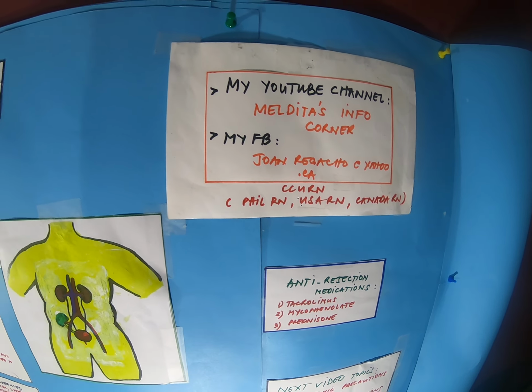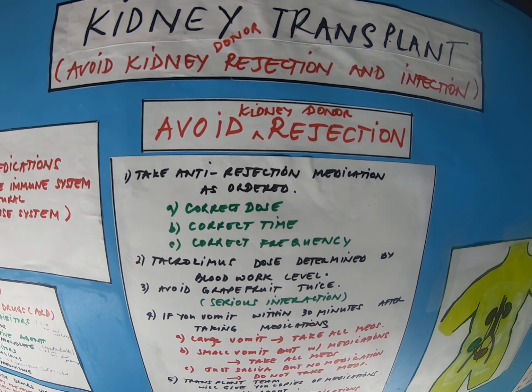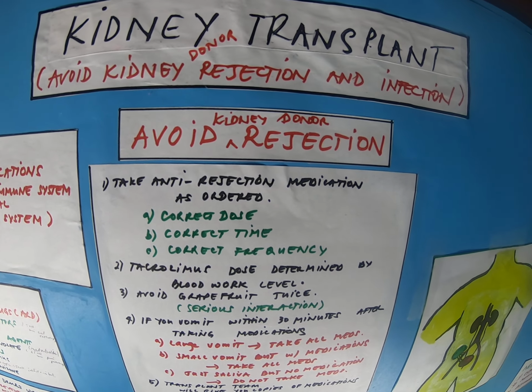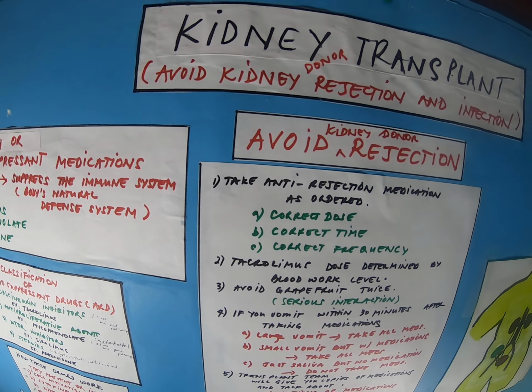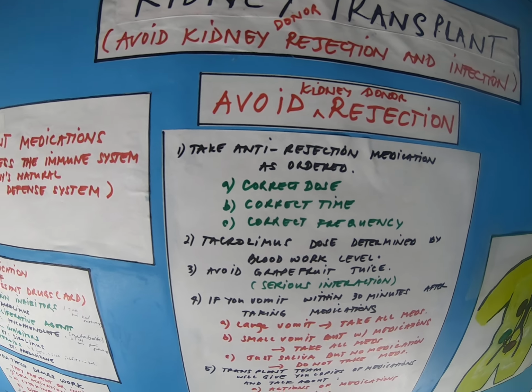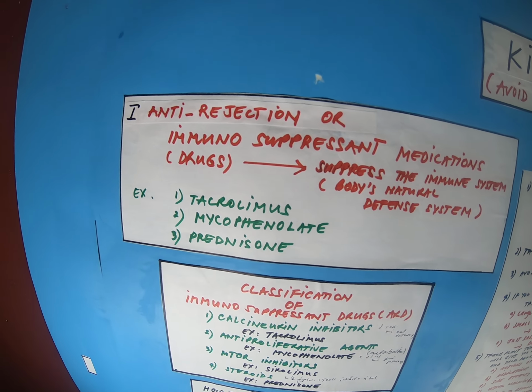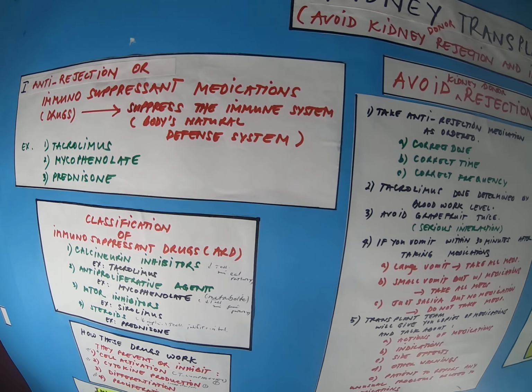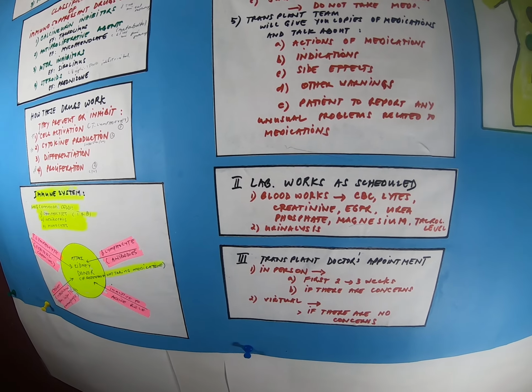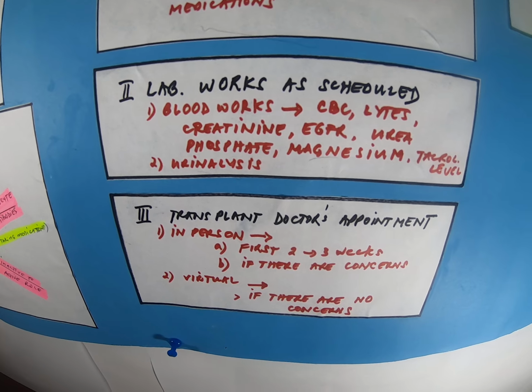Okay, so this is the kidney transplant continuation. For now, we will be talking about how to avoid kidney donor rejection. Soon infection will follow. There are ways to avoid kidney donor rejection. That is using anti-rejection or immunosuppressant medication. We also have lab works and appointments with the doctor.